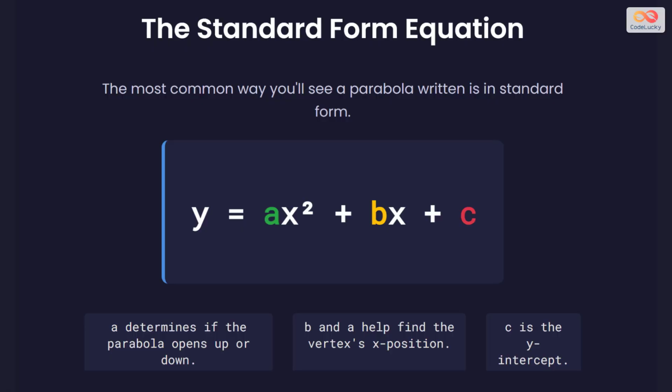Often, you'll see the equation for a parabola written in what's called standard form. This looks like y equals ax squared plus bx plus c. The letters a, b, and c are constant numbers that define the shape and position of the parabola.